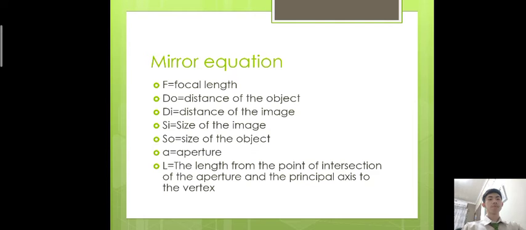The definition: F is focal length, Do is distance of the object, Di is distance of the image, Si is size of the image, So is size of the object, A is aperture, L is the length from the point of intersection of the aperture and the principal axis to the vertex.